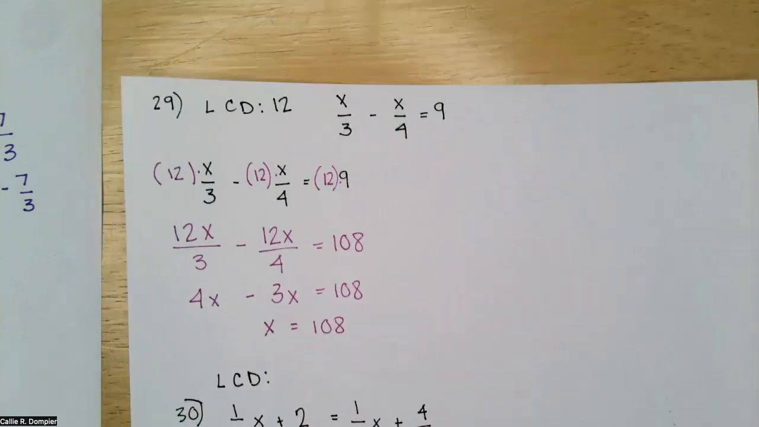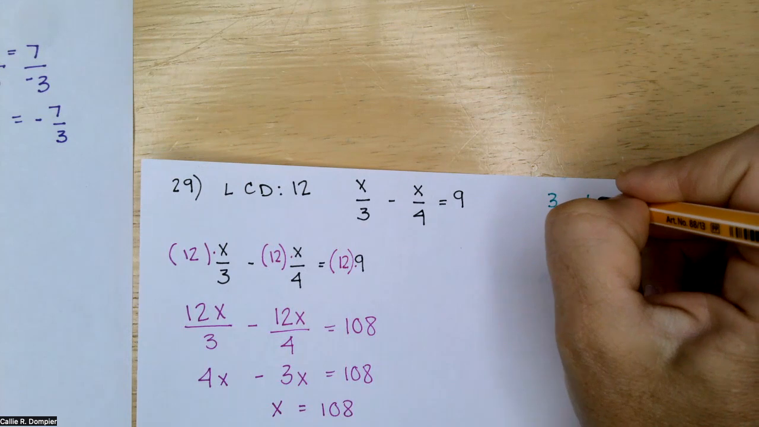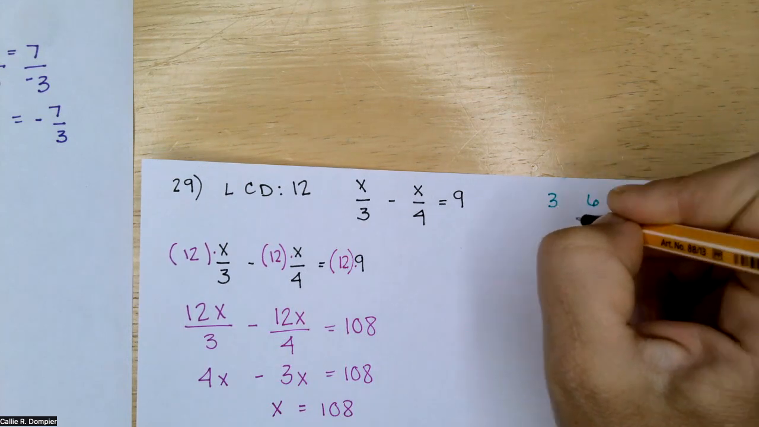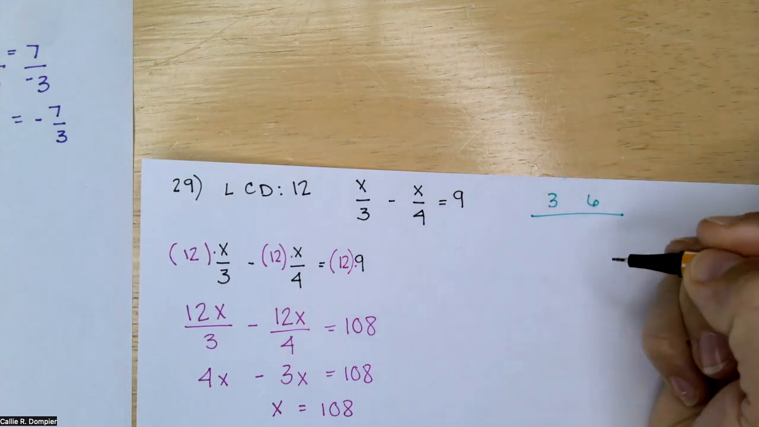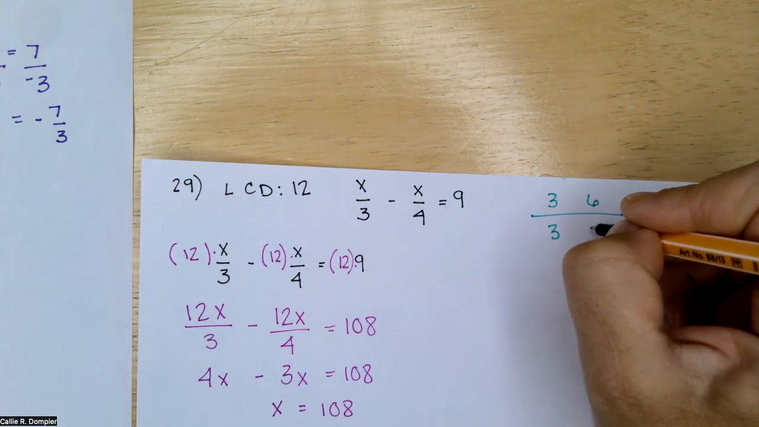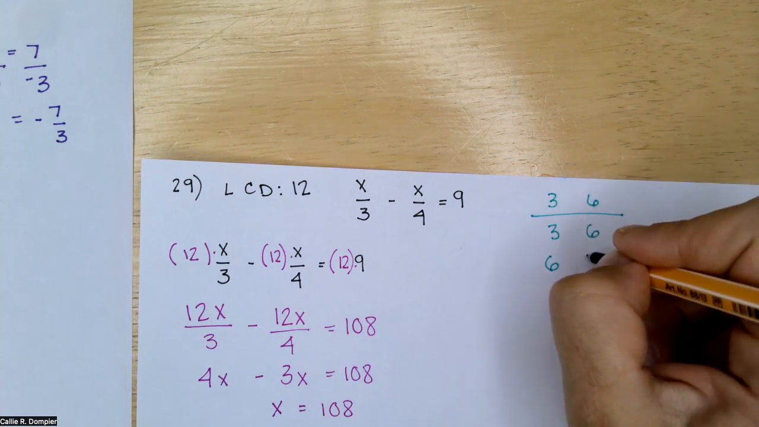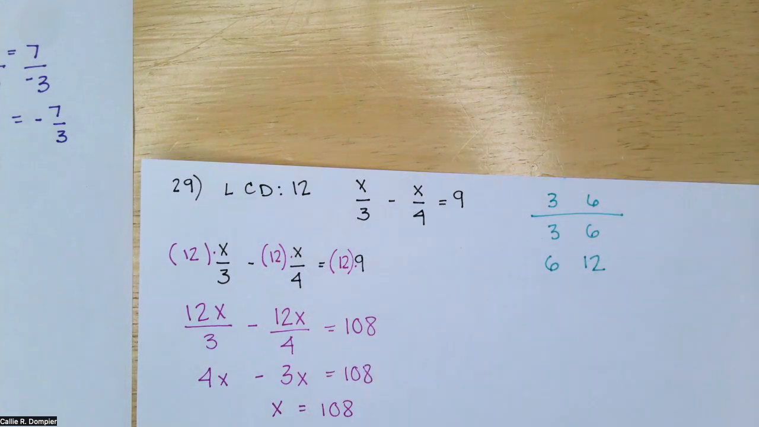If I was to make a table, 3, 6. 3 times 1 is 3. 6 times 1 is 6. 3 times 2 is 6. 6 times 2 is 12. So we found it, right?